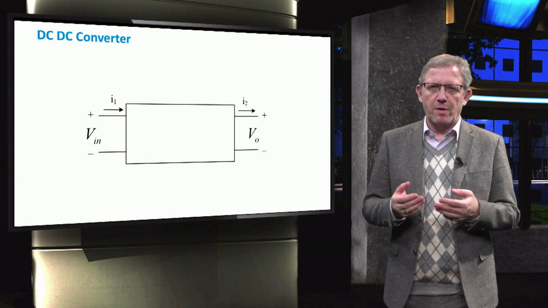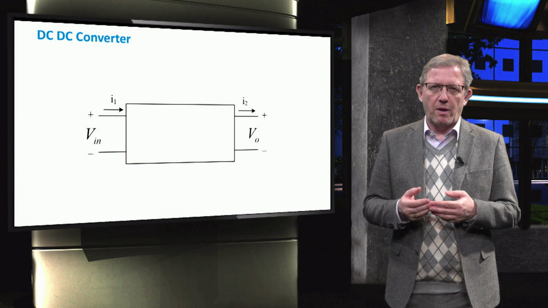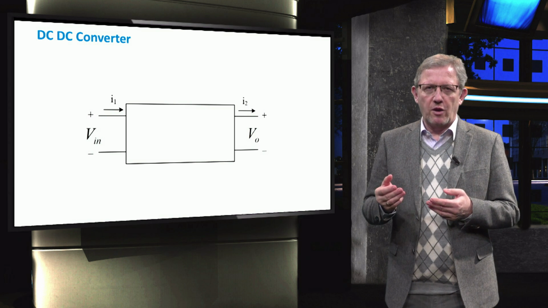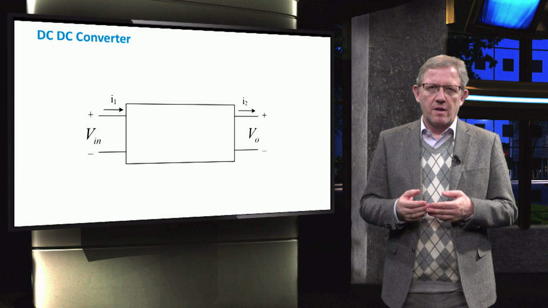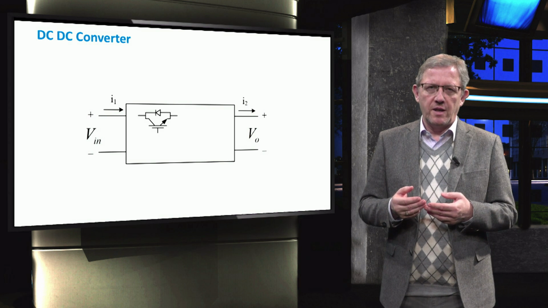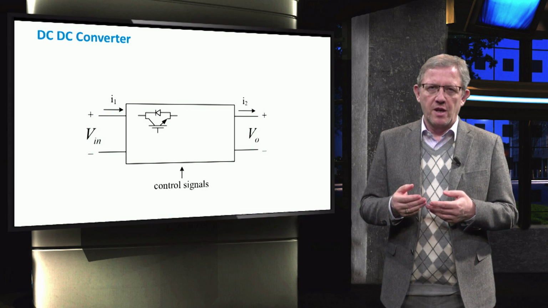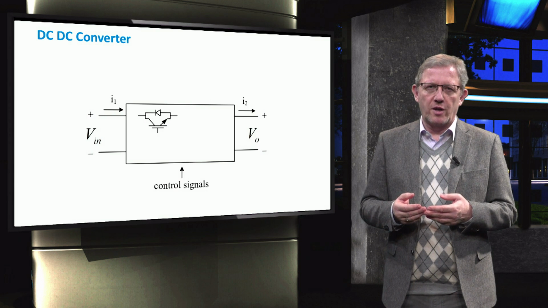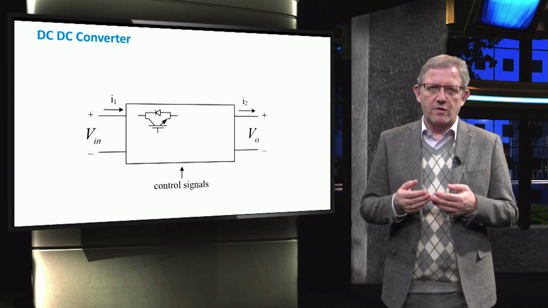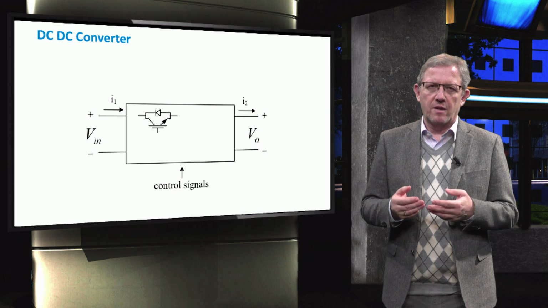As we discussed in the previous video, DC-DC power converters change the input voltage V in to a different level of output voltage V out. The electrical switch is one of the most important components of any DC-DC converter that receives the control signals from the controller. These control signals contain information about the switching frequency and duty cycle.